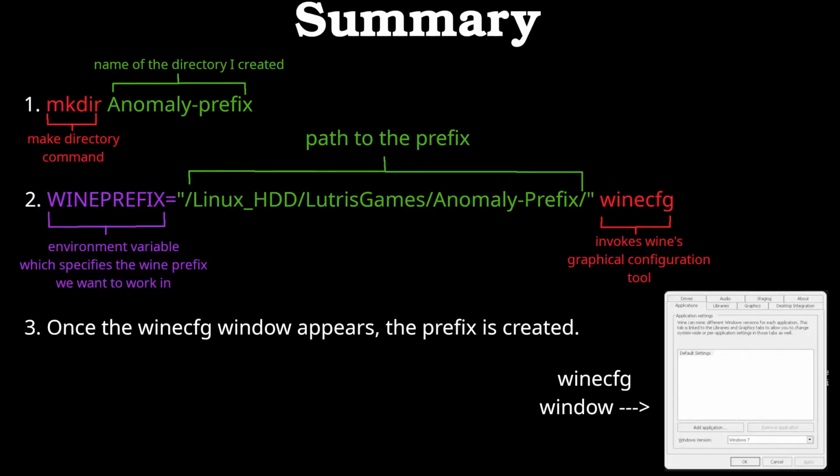Now to summarize, to create a Wine prefix, you create a folder. Then you use the environment variable WINEPREFIX to tell Wine that you want the folder you created to be the prefix in which you want to run the program, winecfg. Running winecfg creates your virtual Windows installation. After the graphical window of winecfg has appeared, the process is complete and you can close said window.